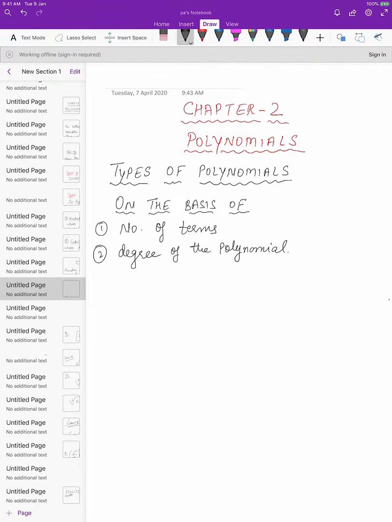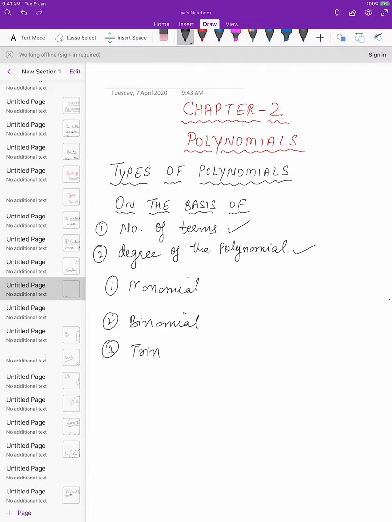Okay. Now let us discuss different types of polynomials. Polynomials can be divided on the basis of the number of terms of the polynomial or the degree of the polynomial. So let us start with dividing the polynomials on the basis of number of terms. Now polynomials can be divided into, you must have heard about these terms earlier, monomial, binomial, trinomial, and so on.